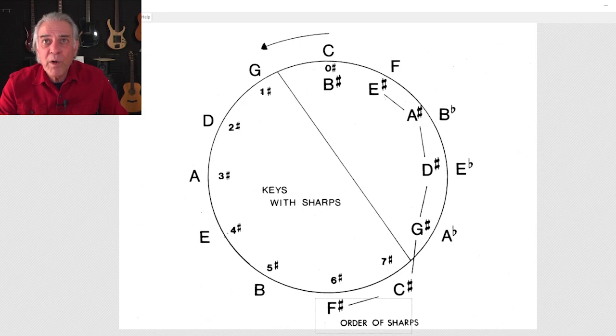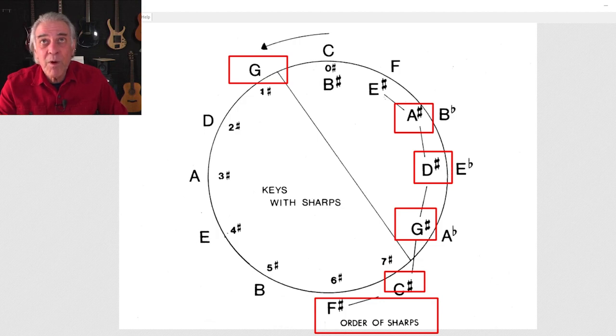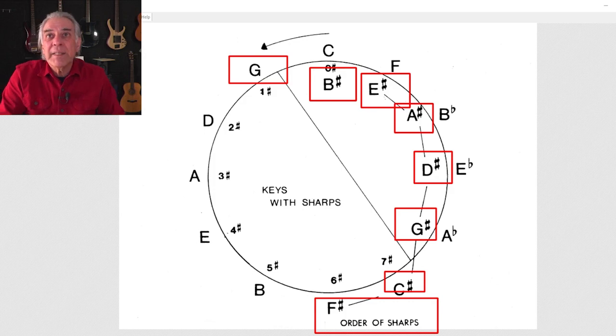Right here we have the order of the sharps, and this is the first sharp, which is in the key of G. So you have from F sharp to the second sharp is a fifth away. From C sharp to G sharp is also a fifth, and then D sharp, another fifth, A sharp, another fifth away, and E sharp, another fifth away, and B sharp. That's your final sharp. That's 7 sharps.